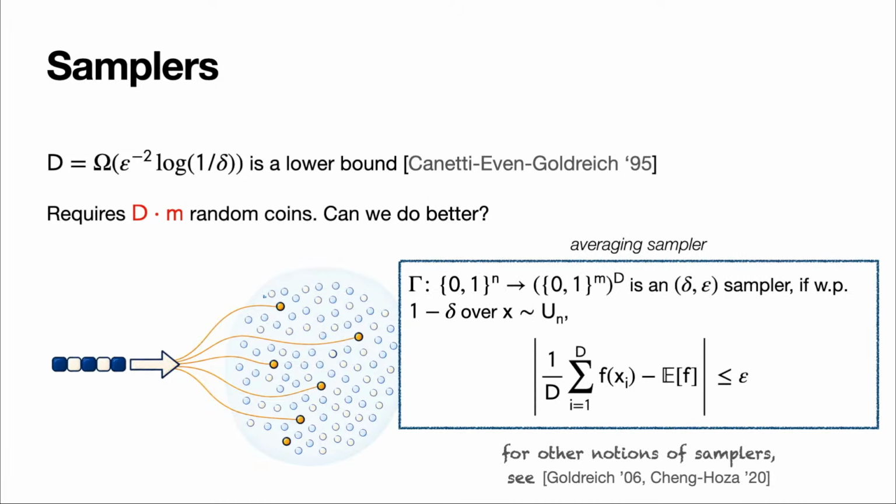And this is called a sampler, specifically an averaging sampler. We say a function gamma that gets a seed in 0,1 to the n, and outputs D elements of 0,1 to the m, is a delta-epsilon sampler if with 1 minus delta probability over my seeds, I can epsilon-approximate the expectation of the function.